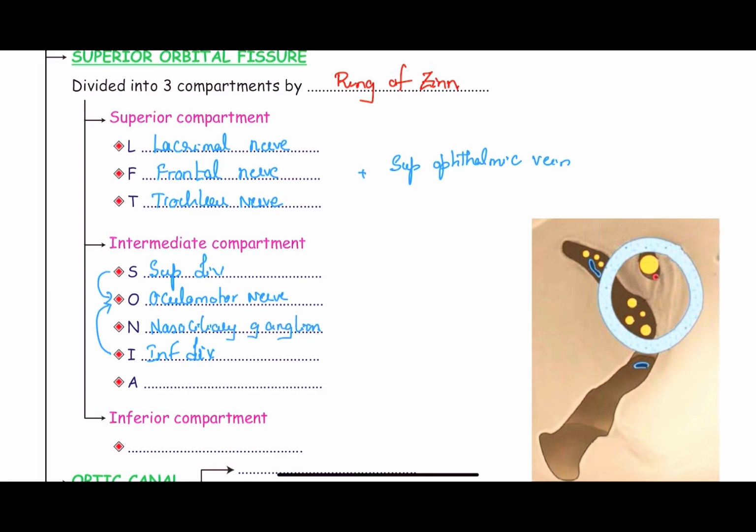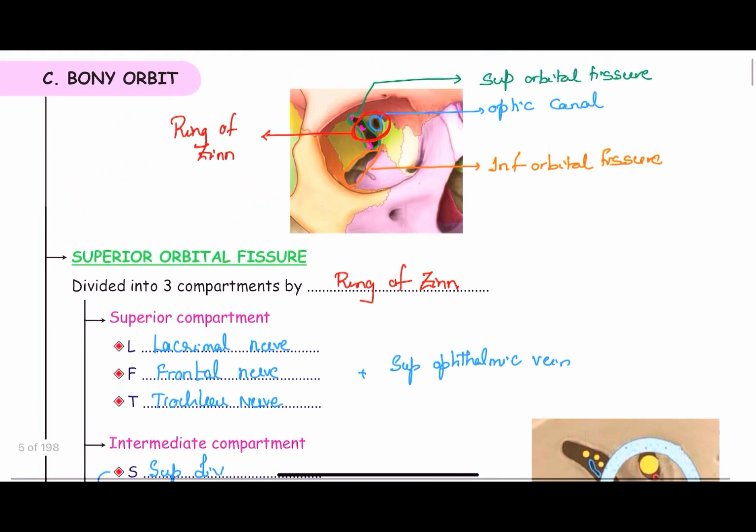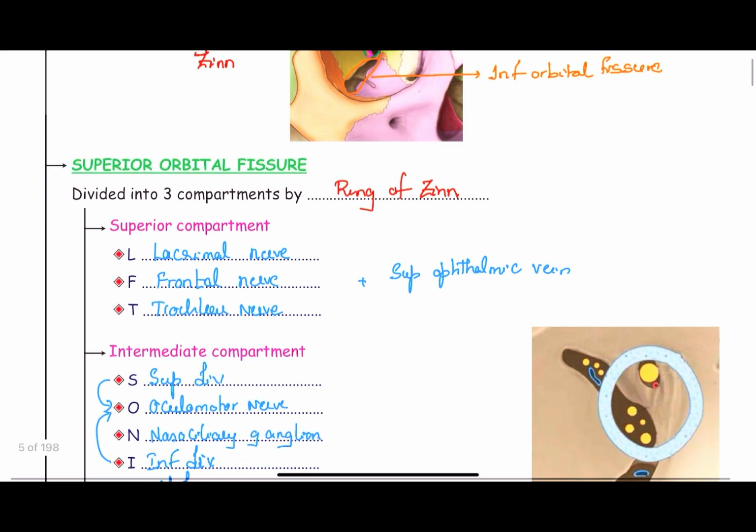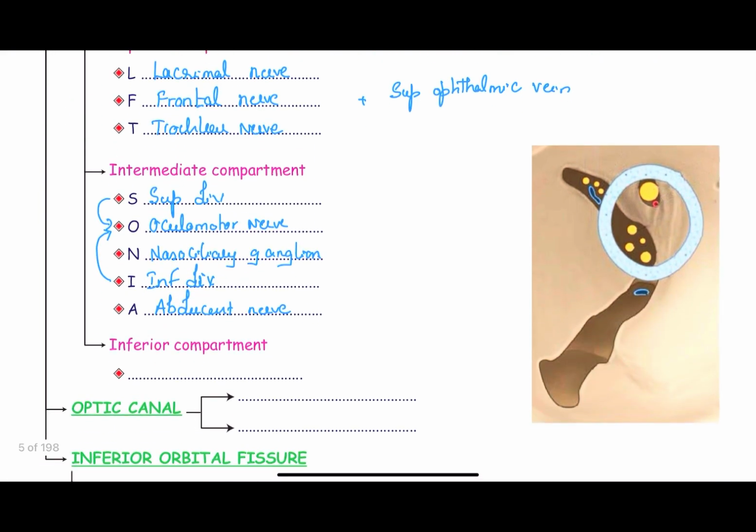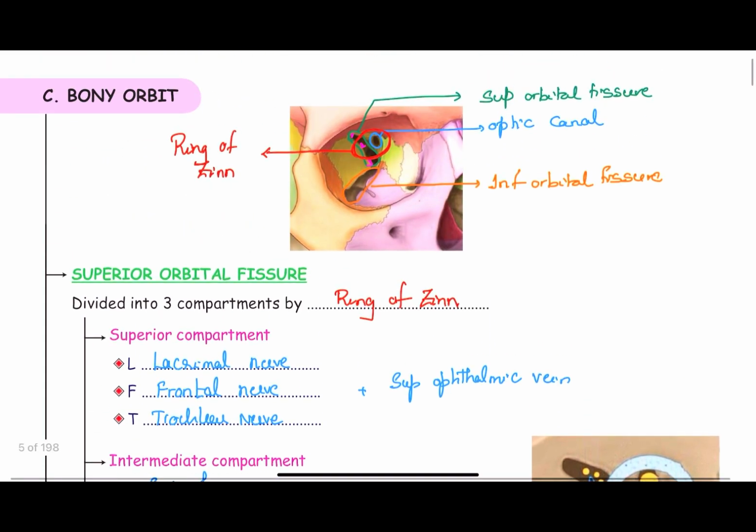And we have one cranial nerve that starts with A, that supplies the extraocular muscles, called the abducent nerve. These all go through the intermediate compartment. That means the structures present within the part of the superior orbital fissure within the ring of Zinn. And lastly, we have below the ring of Zinn, the inferior compartment. In that inferior compartment, there is one vein crossing, present on the inferior side, called the inferior ophthalmic vein. That's about the three compartments that we had seen in the case of the superior orbital fissure.